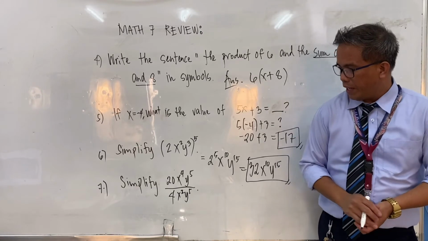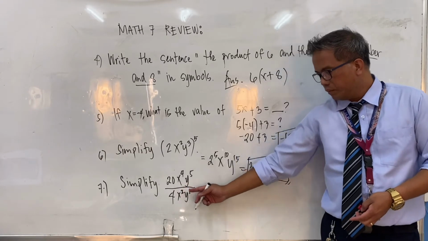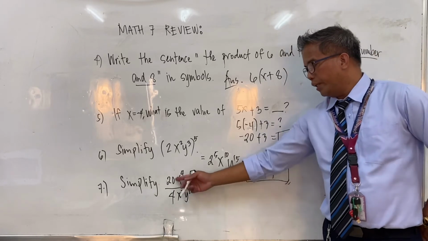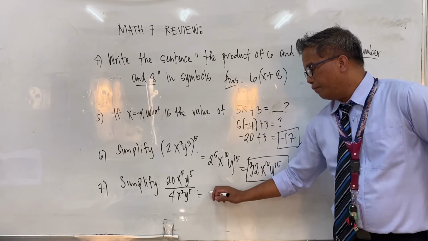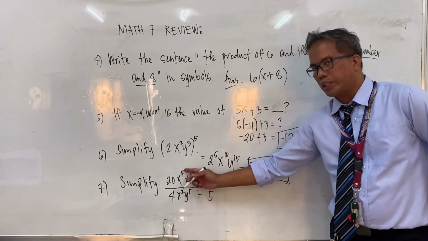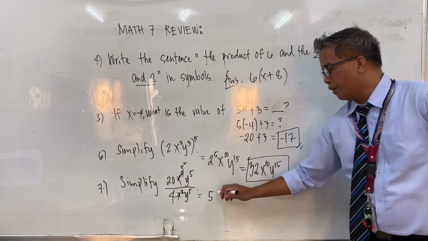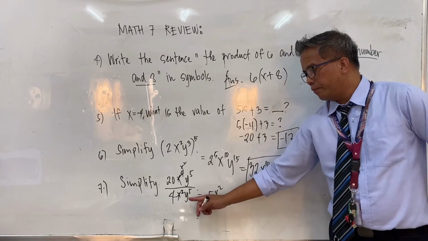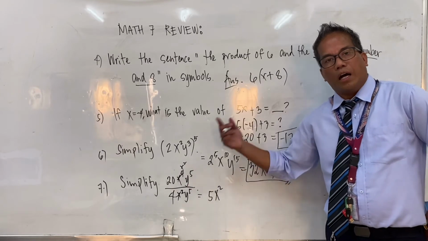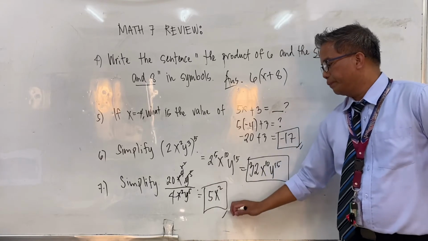Okay, the last is simplify 20 x raised to 4, y raised to the 5th, over 4 x squared, y raised to the 5th. First, divide the whole number. 20 divided by 4 equals 5. Then x raised to 4 over x squared, you just subtract the exponent. 4 minus 2 equals 2. So there's a remaining x squared. Then y raised to the 5th over y raised to the 5th, subtract 5 minus 5 equals 0. So y raised to 0 equals 1. So in short, it will become 1. So this is now the final answer.